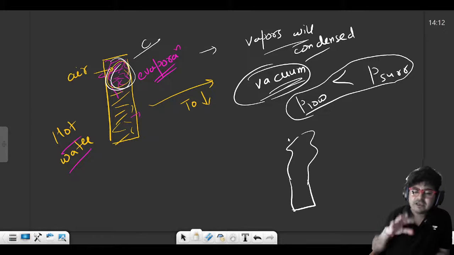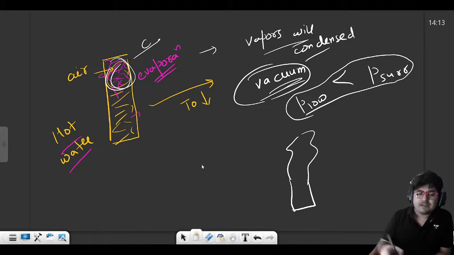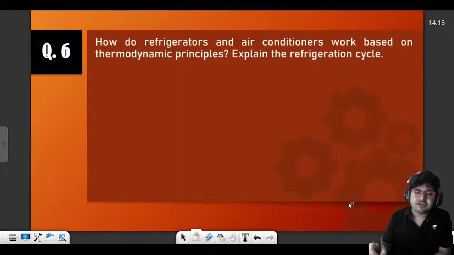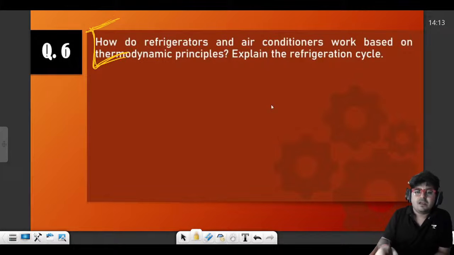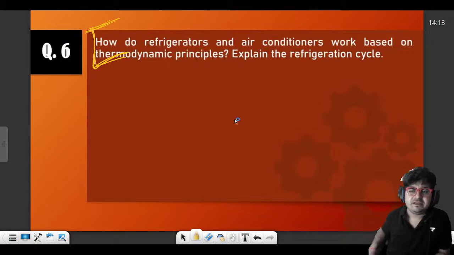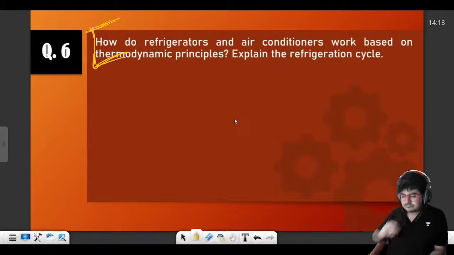तो इस तरह से आपका ये जो डिस्कशन है, जो एक्सप्लेनेशन है, आप दे सकते हो. ठीक है गाइस. तो ये आज के लिए था हमारा. बाकी एक क्वेश्चन और है, वो आप लोग खुद से ट्राई करना, क्योंकि ये भी एक कॉमन क्वेश्चन है and I believe some of you already know the answer. How do refrigerators and air conditioners work based on thermodynamic principles?